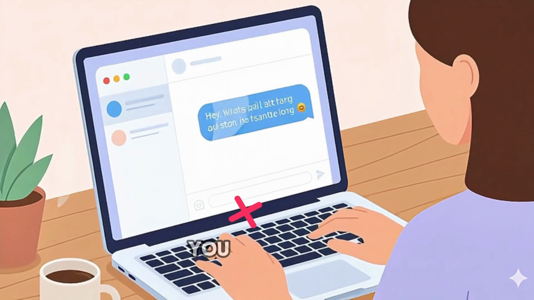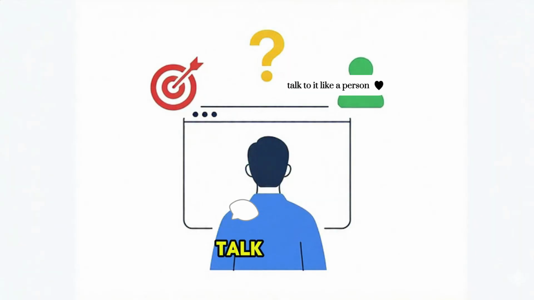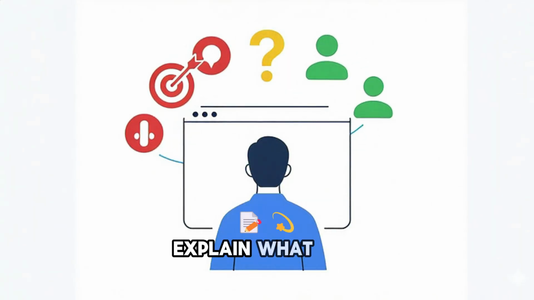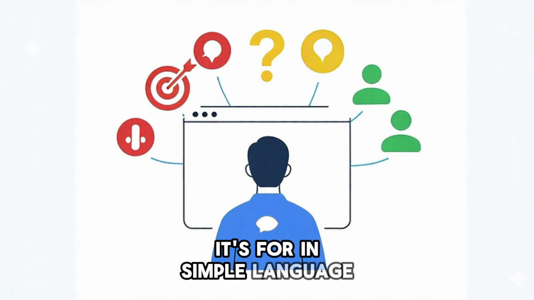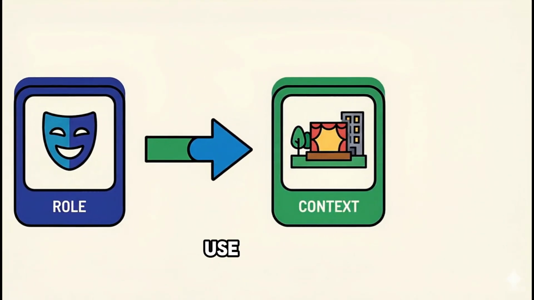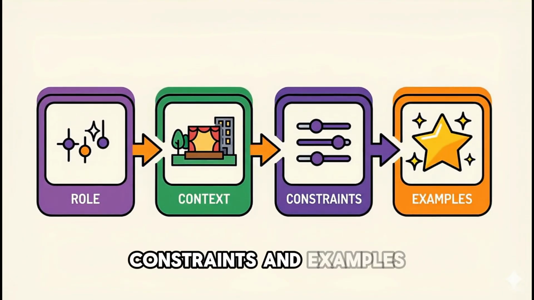First thing to know, you don't need special commands. You just type like you're texting a helpful friend. Talk to it like a person. Explain what you want, why you want it, and who it's for in simple language. To get really good answers, use this simple recipe: role, context, constraints, and examples.